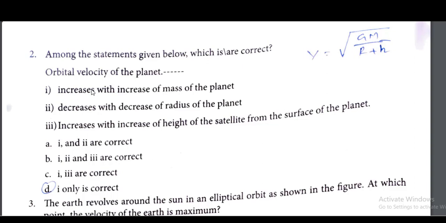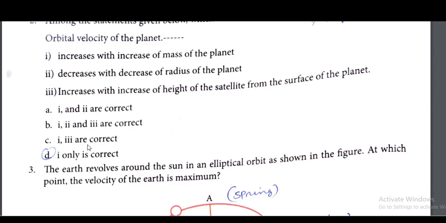This option is true. Decreases with the decrease of the radius of the planet. If the radius decreases, because the radius is in the denominator, the value of v increases, not decreases. So this option will not come. You have to neglect this option. Increases with increase of the height of the satellite. Now from the surface of the planet, if you increase the height, what will be the value of v? It is decreasing. This is also not true. So only one is correct. You neglect all those options.